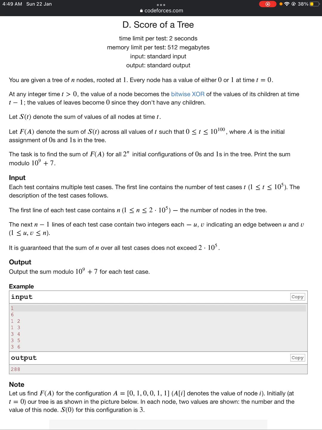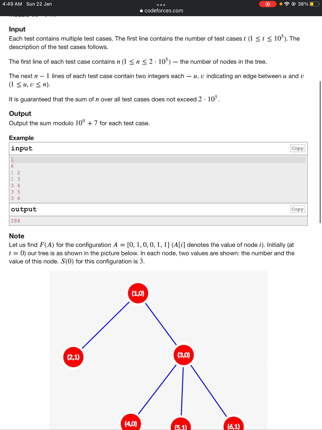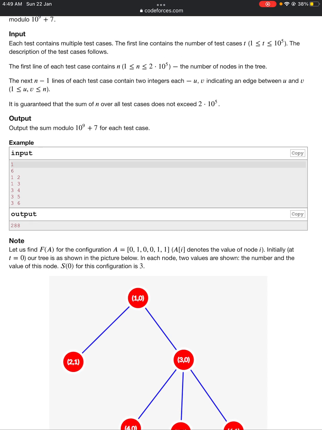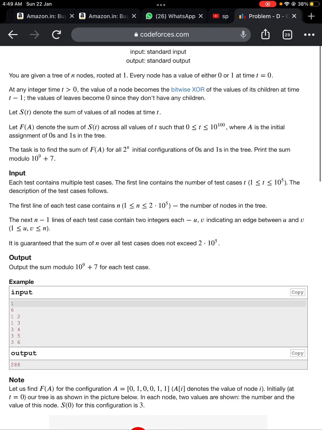So basically we have to print the answer mod 10 to the power 7. Now how to solve this? I would suggest you take a look. I will put this question link in the description. I suggest you take a look at this question.